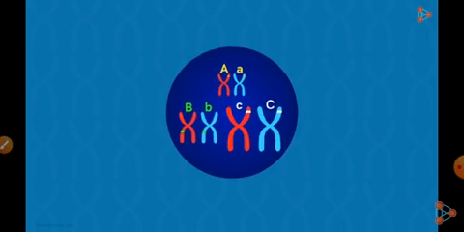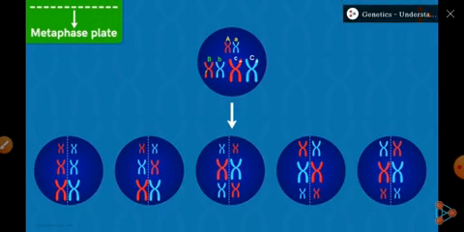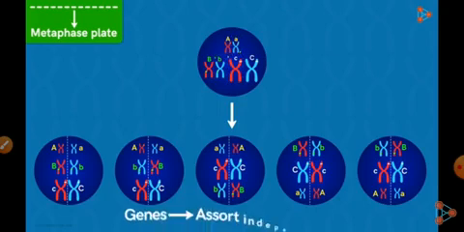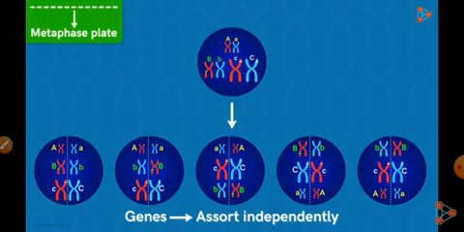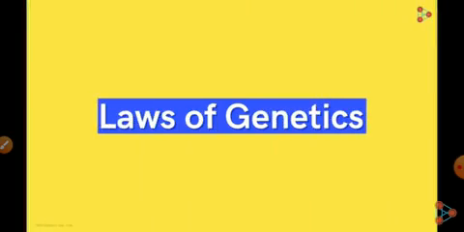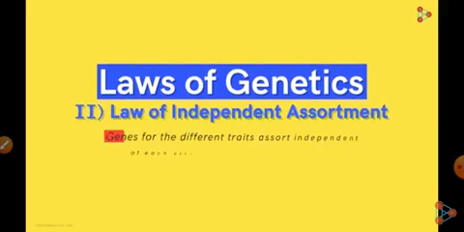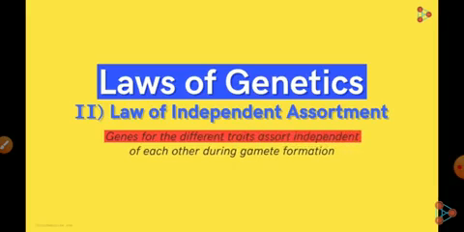So when the chromosomes get separated in the respective cells, it's obvious that the genes will assort independent of each other. There is no thumb rule that all the dominant alleles will perpetuate in one cell and all the recessive alleles in the other. They can assort independent of each other. This is exactly what Mendel had to say in his second law of genetics. It's named the law of independent assortment. The law says that genes for the different traits assort independent of each other during gamete formation.